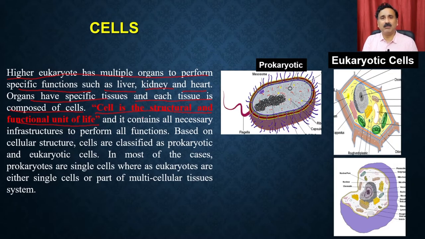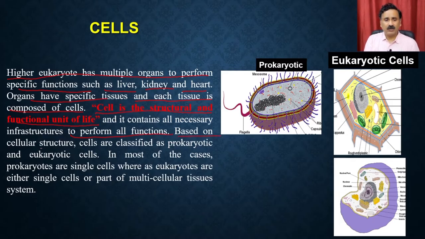For example, in the human body we have different organs to perform different tasks: the heart is there for circulating the blood, the liver for detoxification, the kidney for the excretion of byproducts, and the lung for respiration. But the cell, which is the structural and functional unit, can perform all these functions on its own because it has all the necessary infrastructure to do so.